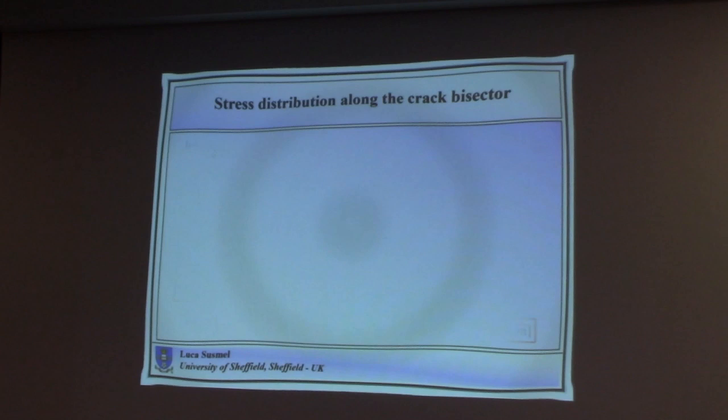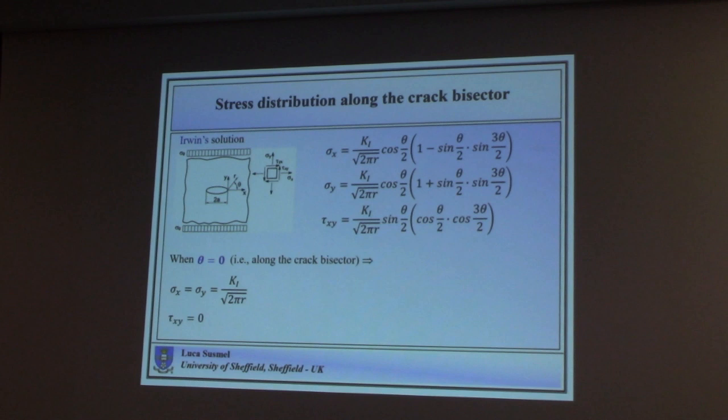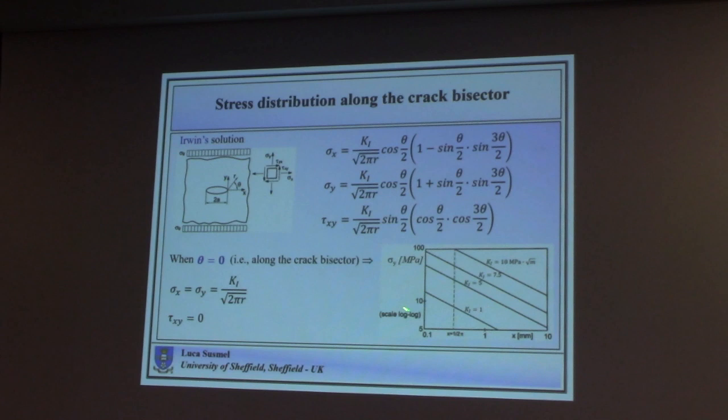Okay? So, clearly, if we have a look at these equations, there are some interesting things we can see. For instance, when theta is equal to zero, that is when we are moving along the crack bisector, you look at the terms here, and you see that sigma x becomes equal to sigma y, equal to K1 divided by the square root of 2 times pi times r, and tau xy is equal to zero. So what is good is that, as we were saying, and this is one way to visualize what's going on there, as K1 increases, the magnitude of the local stress field increases. This is as far as we can go with K1. All the other stories you find around it are just inventions, because everything was based on maths, and this is what they did.